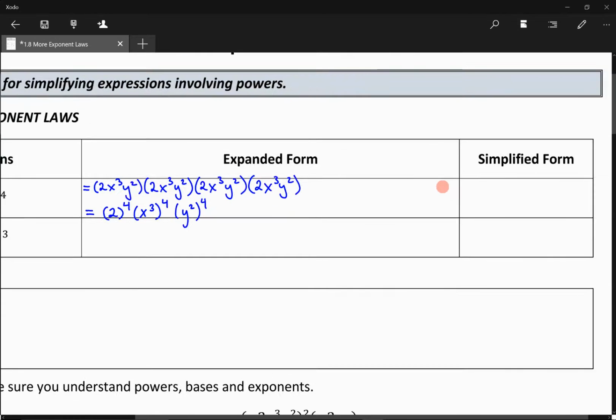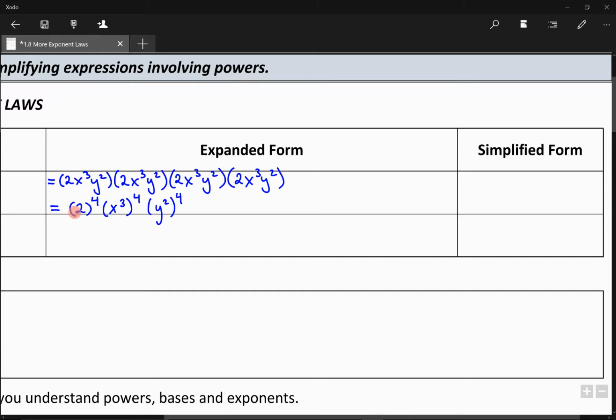All right, so let's simplify this a little bit. 2 to the power of 4, I can evaluate this. That's 2 times 2, which is 4, times 2 is 8, times 2 is 16. So in simplified form, I'm going to write 16. X cubed to the power of 4 is the power law, one exponent raised to another exponent. So 3 times 4 is 12, so I'm going to have x to the power of 12. And then I have y squared to the power of 4, again power law, an exponent raised to another exponent. So 2 times 4 is 8, so y to the power of 8.